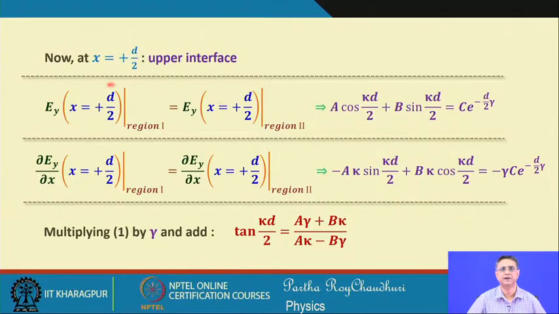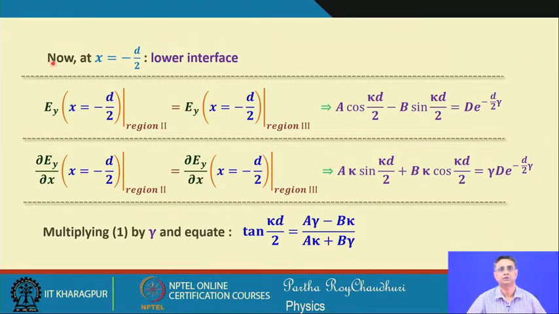So, I have used the continuity condition for the upper interface, and that is for the field continuity and the derivative of the field continuity. I have not used the lower interface, which will also give me the same equation, same relation. So, at x equal to minus d by 2, at the lower interface, if I plug in this relation, then I will end up with this equation, this relation, and also the continuity of the derivative of the field will give me this condition.